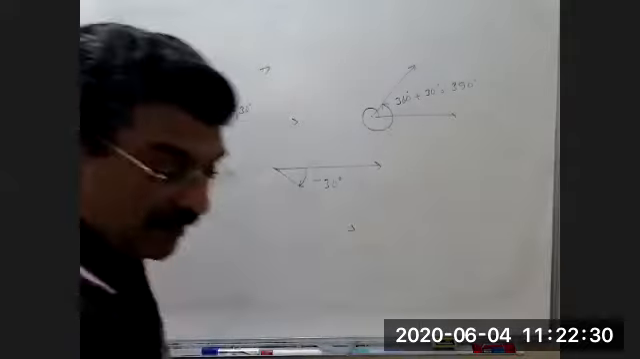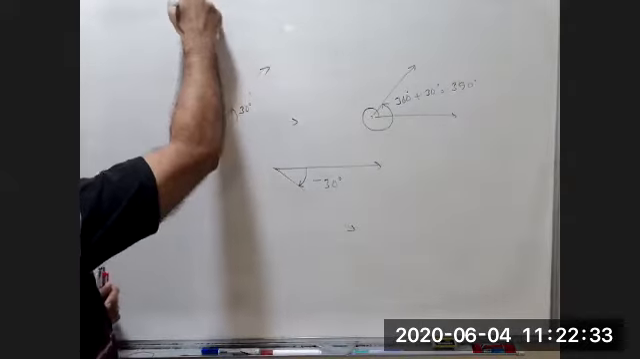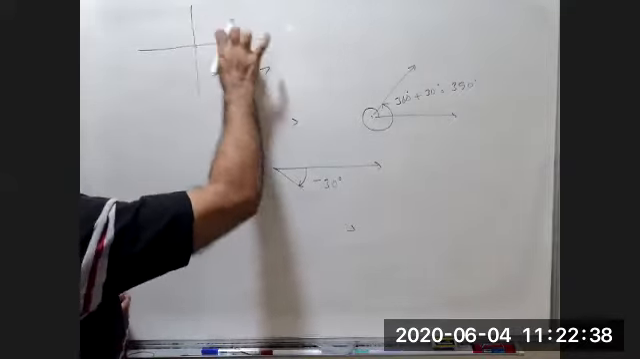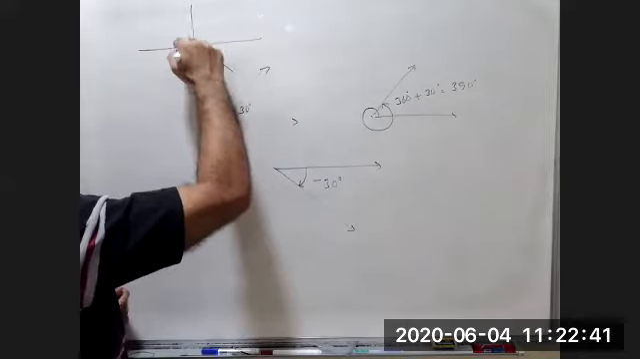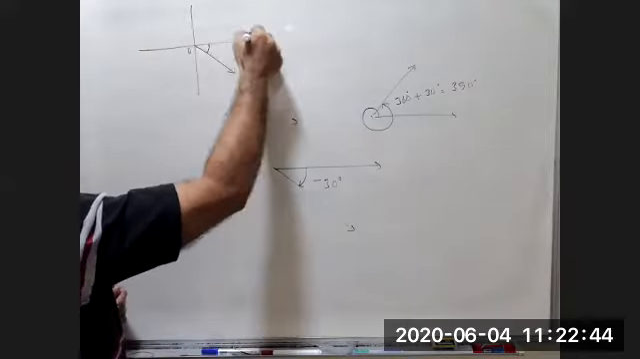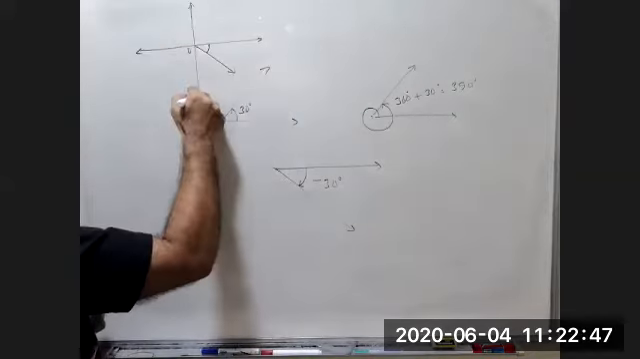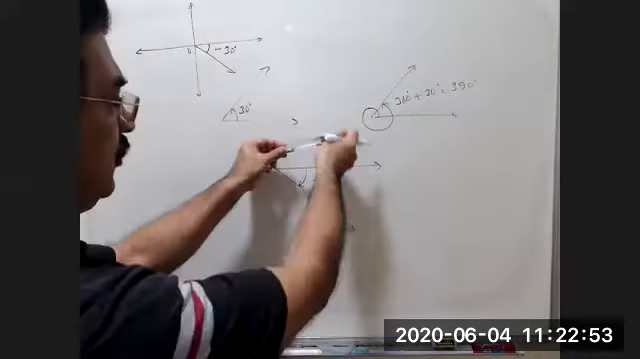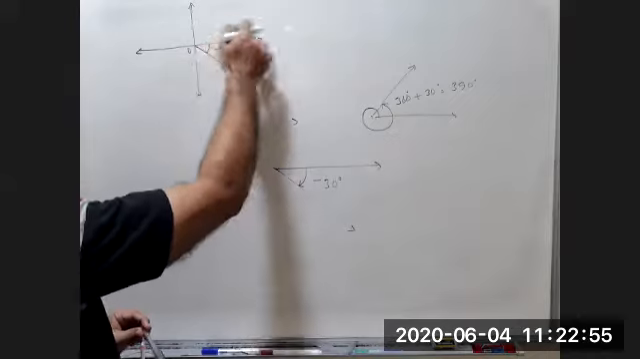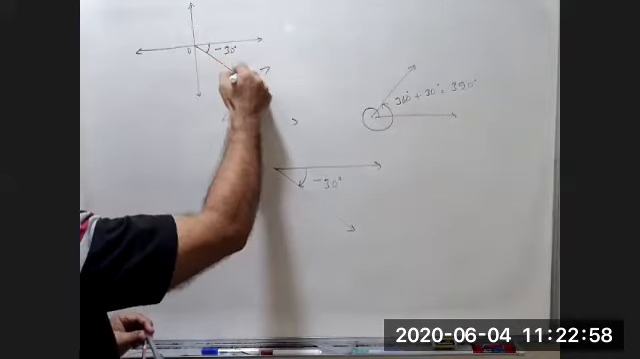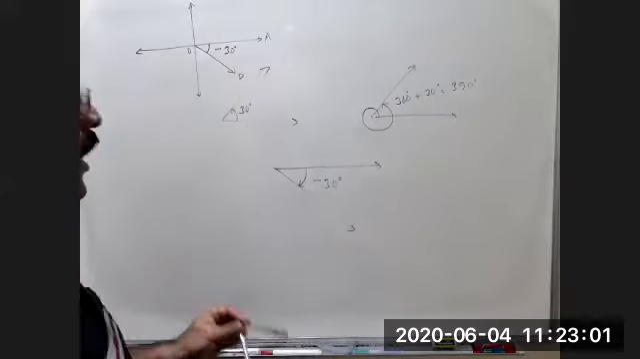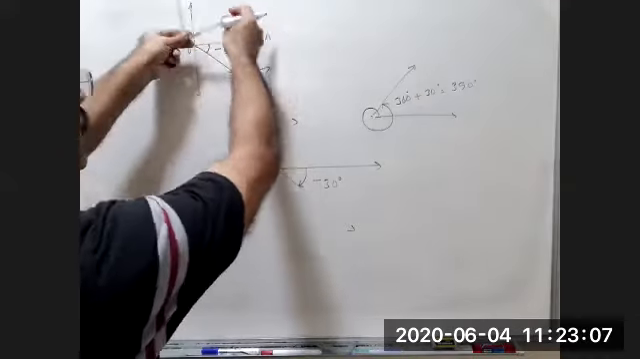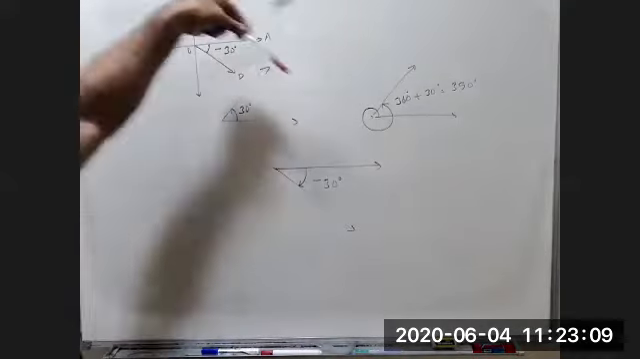Now, minus 30 degrees. When we set minus 30 degrees, you can see this line is minus 30 degrees. See the terminal ray and the initial ray. OA is the initial ray. OP is the terminal ray, which we have taken in clockwise direction.